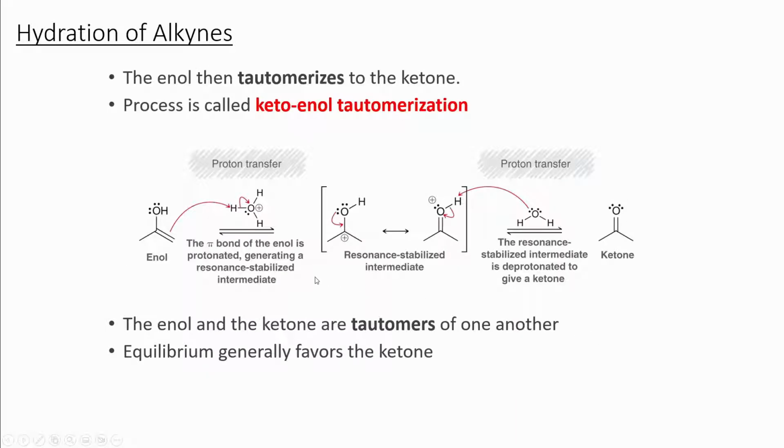the tautomerization process. The keto-enol tautomerization is where an enol is converted into a ketone and involves two proton transfers. The first proton transfer removes a beta proton to the oxygen to form a resonance-stabilized carbocation intermediate. The resonance form, which has a positive charge on the oxygen, can then be deprotonated to form the ketone. The enol and ketone forms are tautomers of each other, and the equilibrium is generally going to favor the ketone.